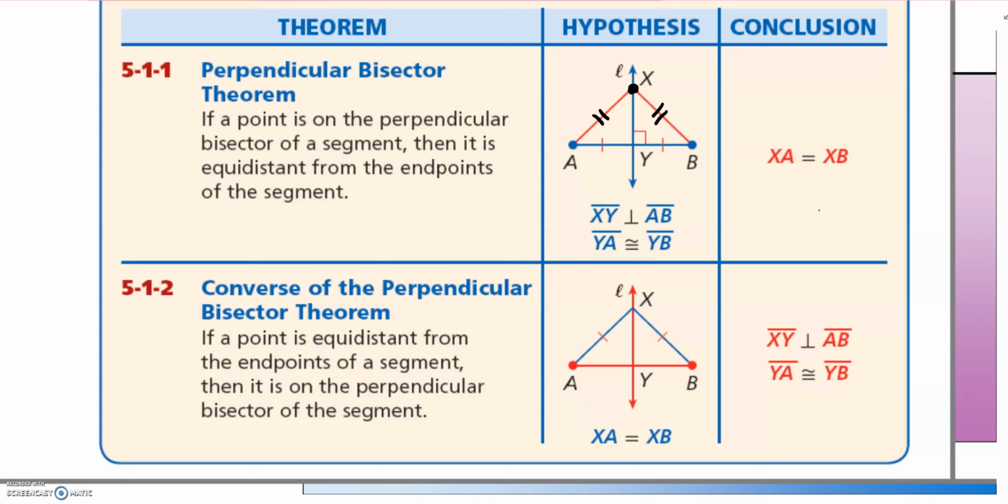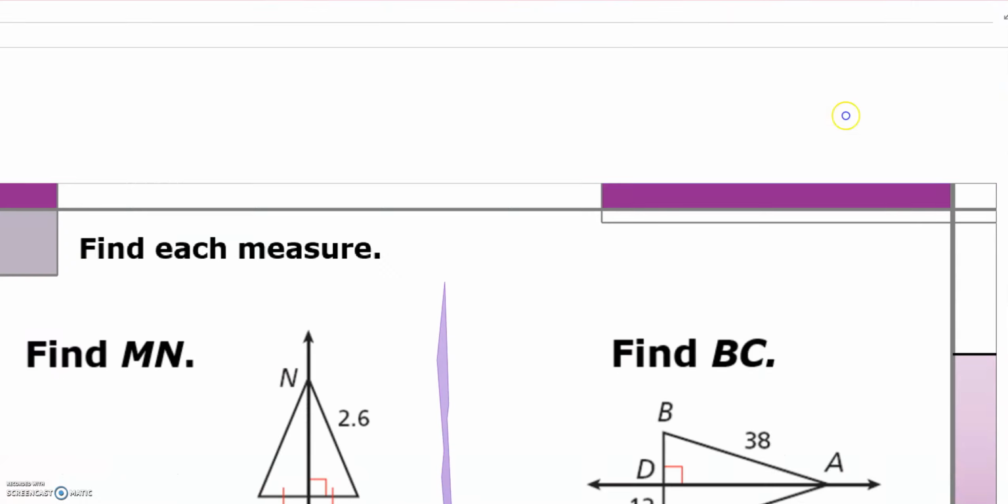Now it works in the reverse as well. We call it the converse. So in the reverse, it says if I have a point on a line that's the same distance away from the 2 endpoints of a segment, then that's enough for me to know that that point was originally on a perpendicular bisector. If you need to rewind and replay that explanation, please do that now, but otherwise let's move on and practice.